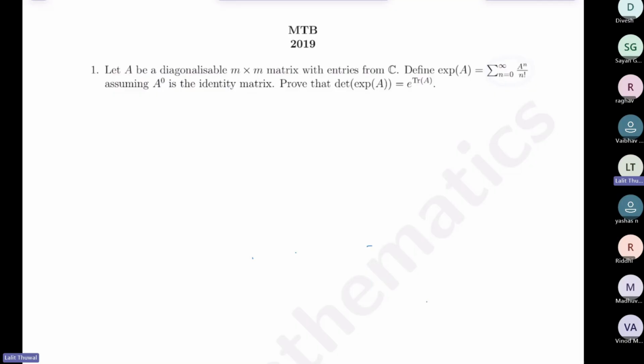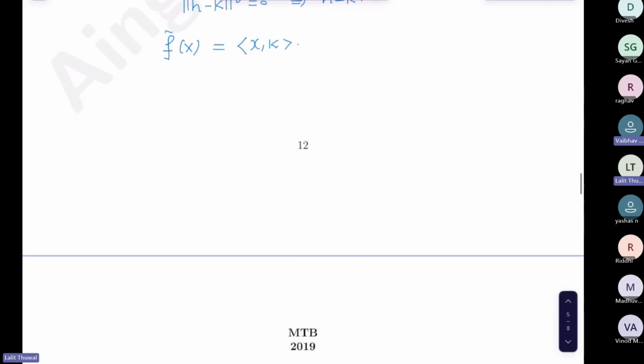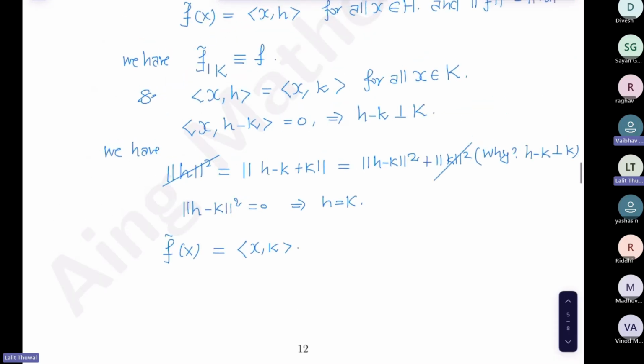Yeah, do you have some question? Yes, sir. Please ask. Sir, in the last line where we have written that inner product of x with h minus k is 0, why can't we just directly conclude that h minus k is 0? No, it is perpendicular to k, not to h. K is just a subspace. Because the inner product is 0 for all x. Yeah, all x in k, not in h.